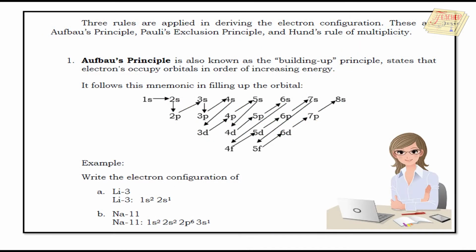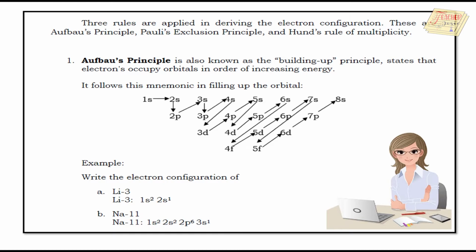There are 3 rules applied in deriving the electron configuration. These are Aufbau's principle, Pauli's exclusion principle, and Hund's rule of multiplicity. Aufbau's principle, also known as the building up principle, states that electrons occupy orbitals in order of increasing energy. It follows this mnemonic in filling up the orbitals.